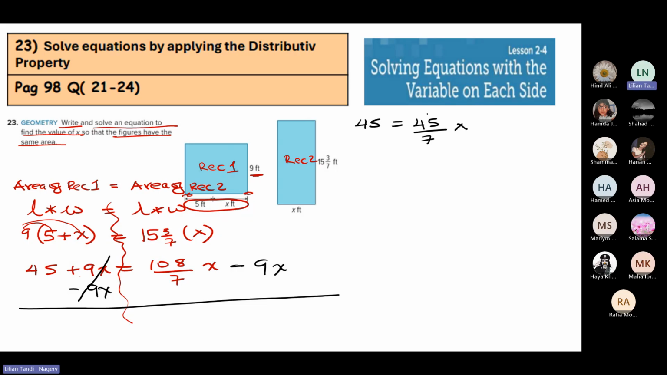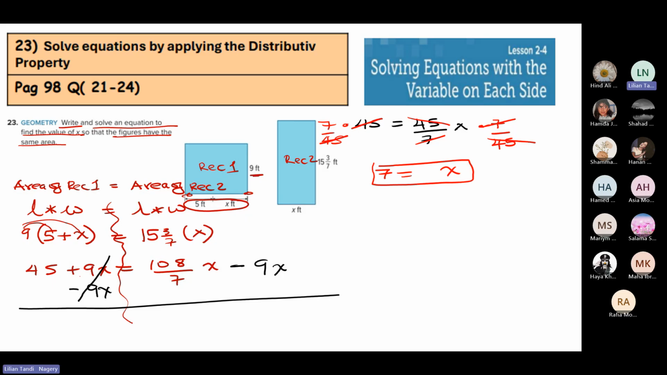Okay? Now I want to remove this fraction. I will remove this fraction by multiplying with the reciprocal. The reciprocal means flip the fraction. So multiply both sides by 7 over 45. This 45 goes away. This 7 goes away. This 45 goes away with that. I am left with x and I am left with 7. So 7 equals x.